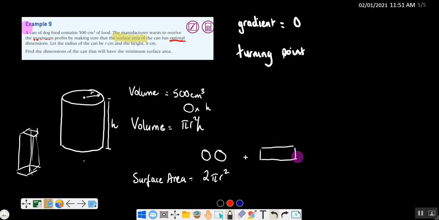So what are the dimensions of it? So this is 2 lots of pi r squared, which is that, plus, but what are the dimensions of the rectangle? It's length and height. So I've got height, but the length is what? How long does it need to be to wrap around the circle? It needs to be the same length as the circumference of the circle.